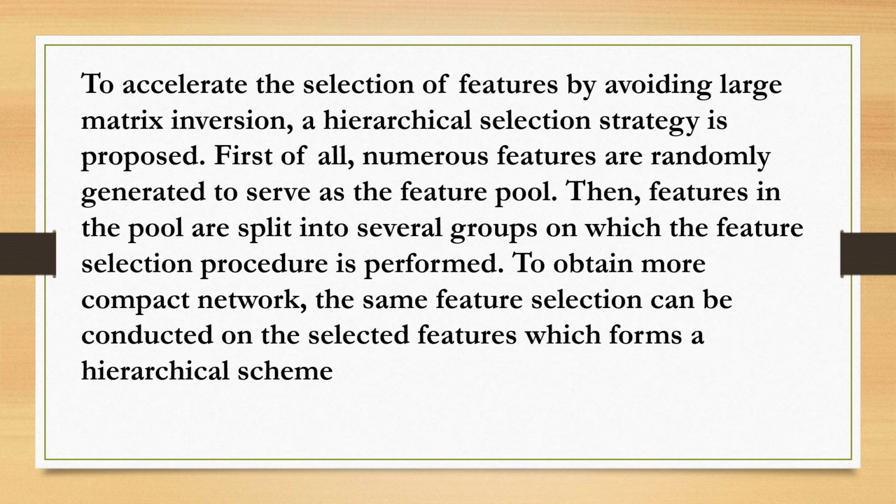To accelerate the selection of features by avoiding large matrix inversions, a hierarchical selection strategy is proposed. First of all, numerous features are randomly generated to serve as a feature pool. Then, features in the pool are split into several groups on which the feature selection procedure is performed. To obtain a more compact network, the same feature selection can be conducted on the selected features, which forms the hierarchical scheme.